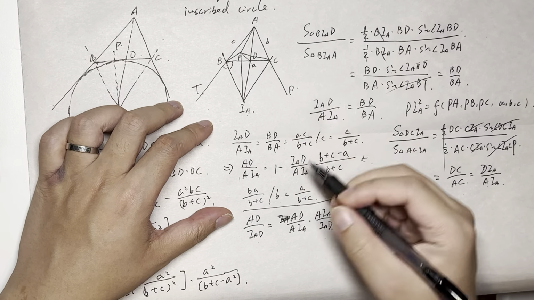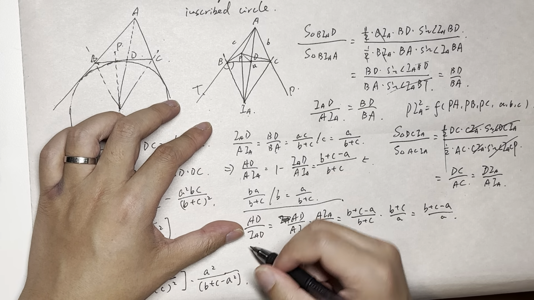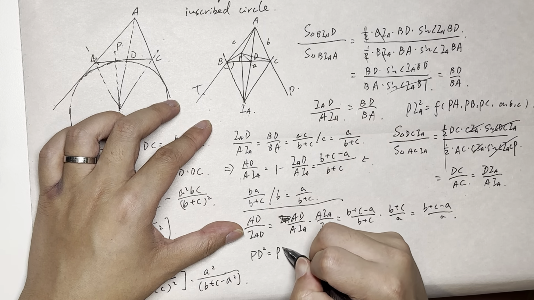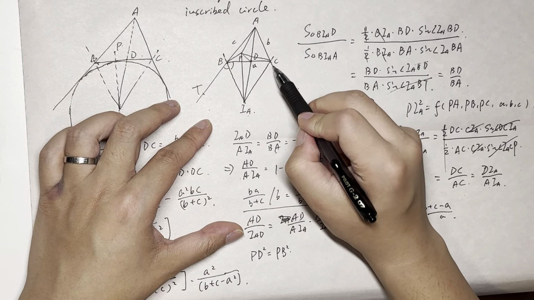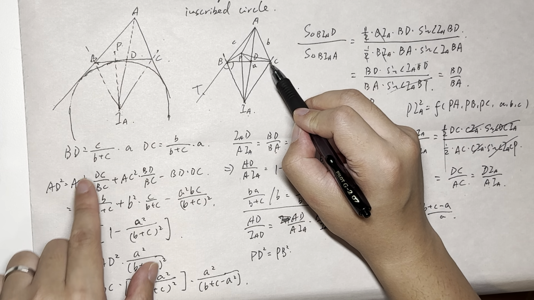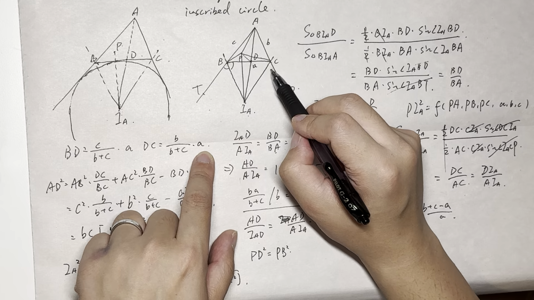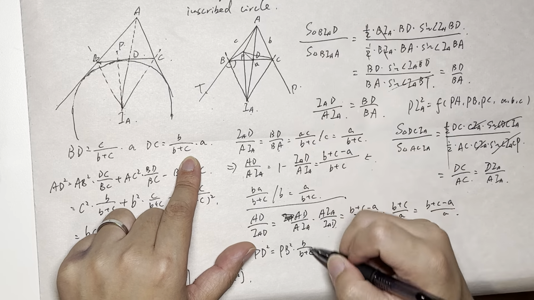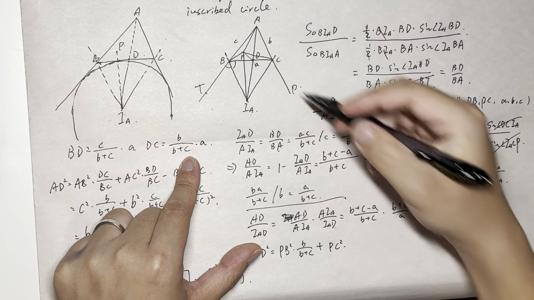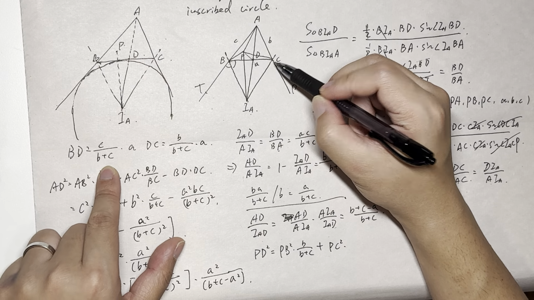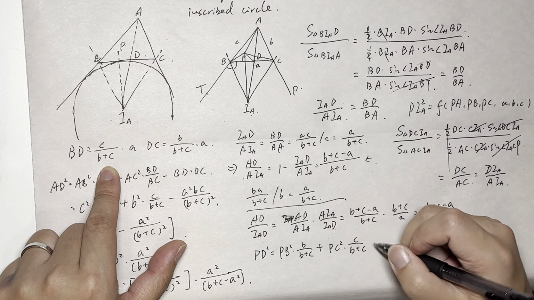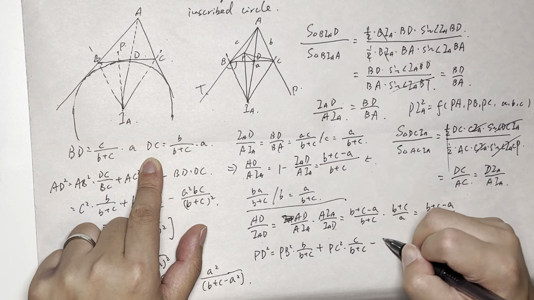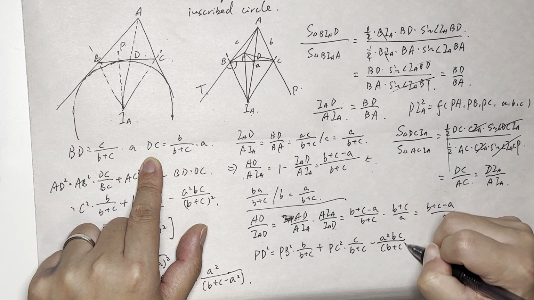So for this one, we just need to make a very long equation here: PD square equals PB square times DC to BC, right? DC to BC, BC is A, that is B to B plus C, plus PC square times BD to BC, right? BD to BC is C to B plus C, and minus BD times DC, which is A square BC to B plus C square, right?